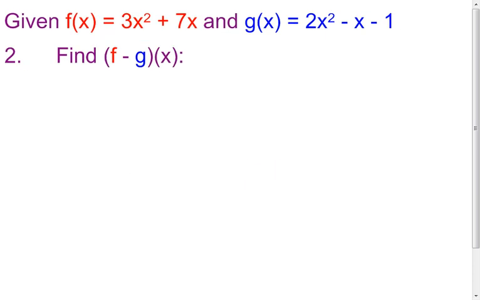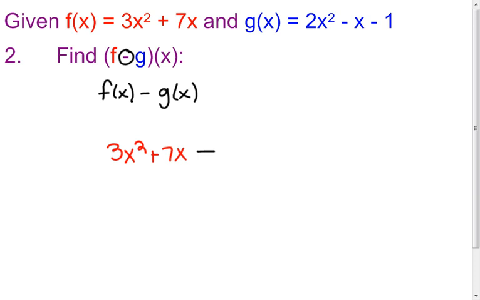All right, here you have a subtraction sign in between. That's what that little thing means. So really all this wants us to do is to take f of x and subtract g of x. That would be another way to write this. And f of x clearly is 3x squared plus 7x. And then I am going to subtract g of x, which is 2x squared minus x minus 1.